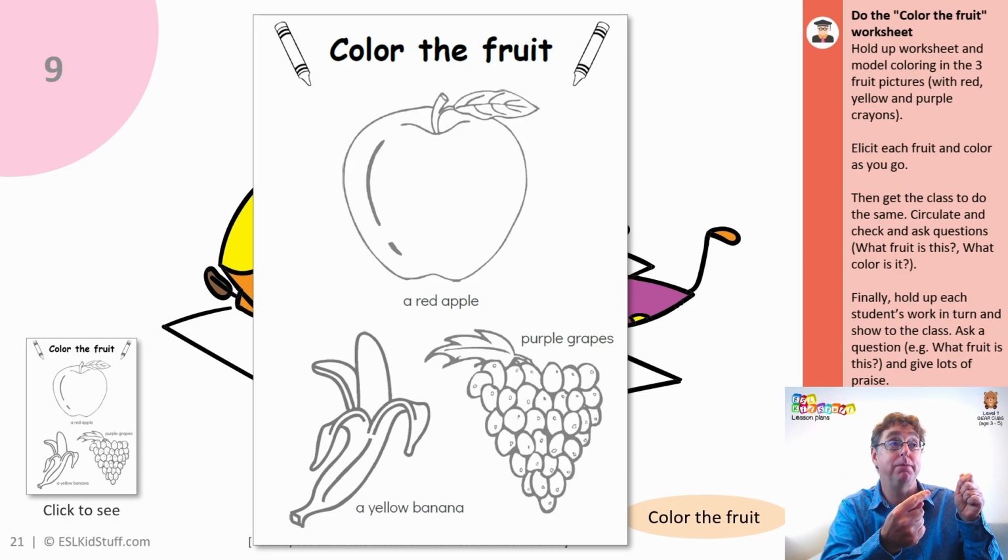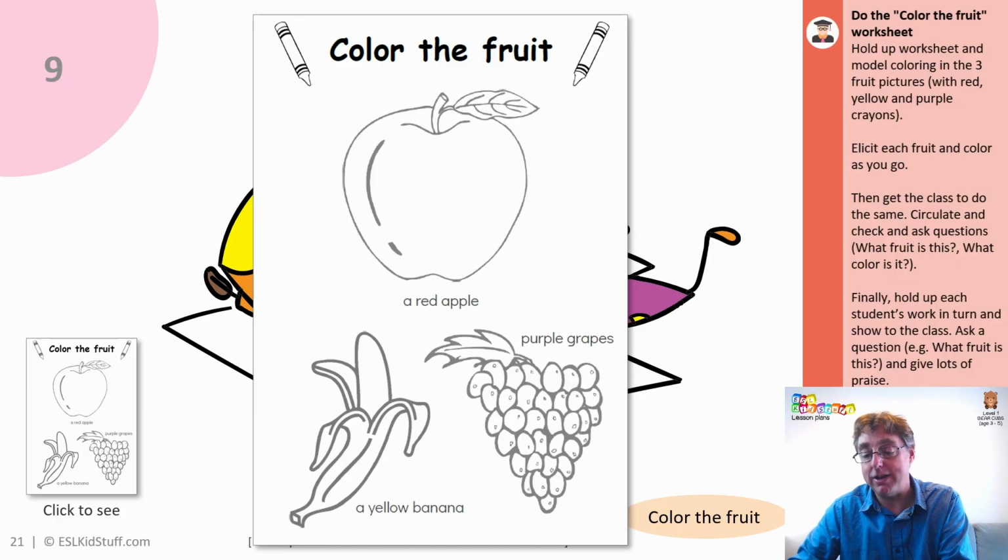So point to the apple and say, "What's this?" And get everyone to say, "Apple." Good. And what colour is it? "Red." Okay. So you take out your red crayon and then model colouring in the apple. Red, red. Good. And then do the same for the banana and the purple grapes.